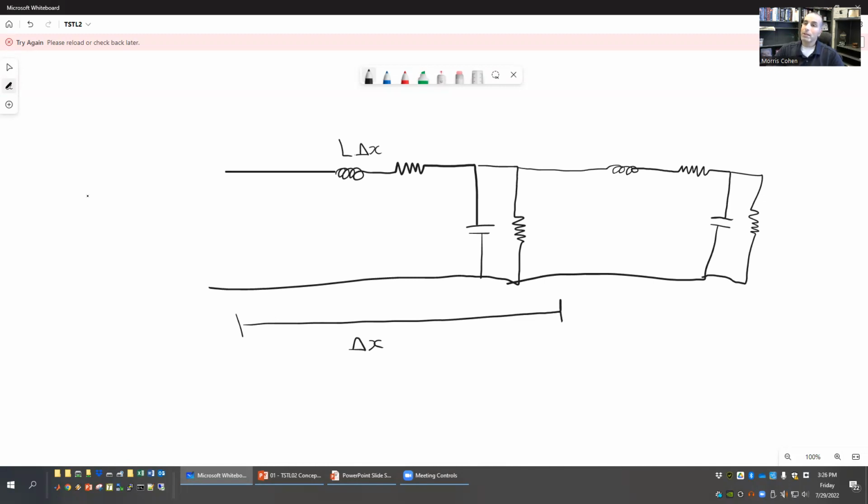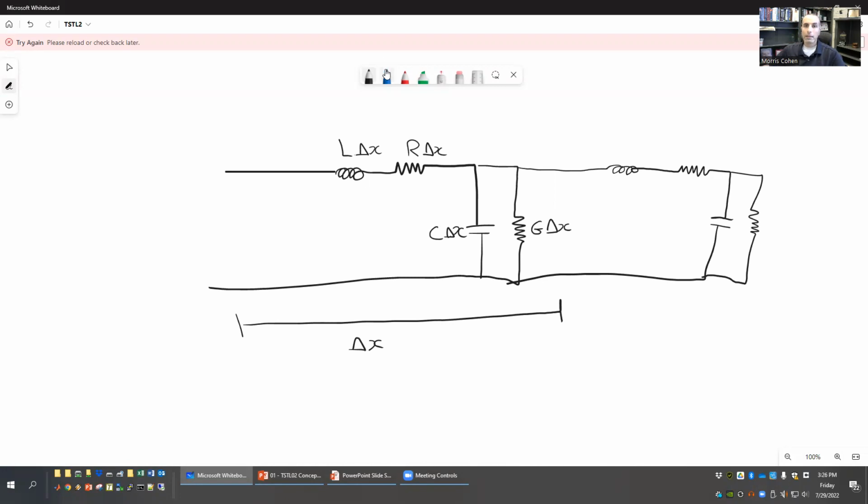Remember, L is the inductance per unit length, so we have to multiply by the distance in order to get the actual total inductance, right? And the same for the resistance. We have an R times delta x. Here we have a capacitance times delta x, and we have an admittance G times delta x.